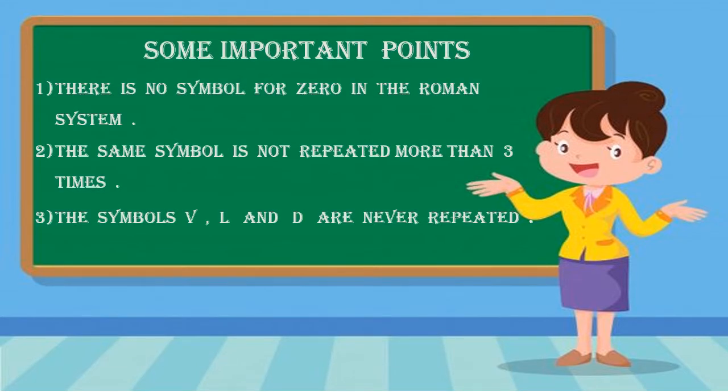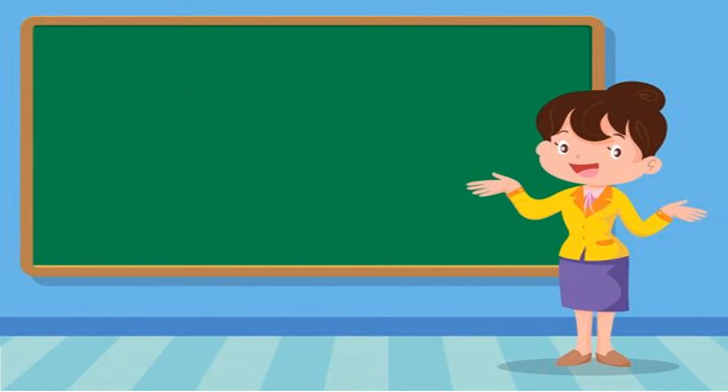There are some important points that you should remember. Point 1. There is no symbol for 0 in the Roman system. Point 2. The same symbol is not repeated more than 3 times. Point 3. The symbols V, L and D are never repeated.